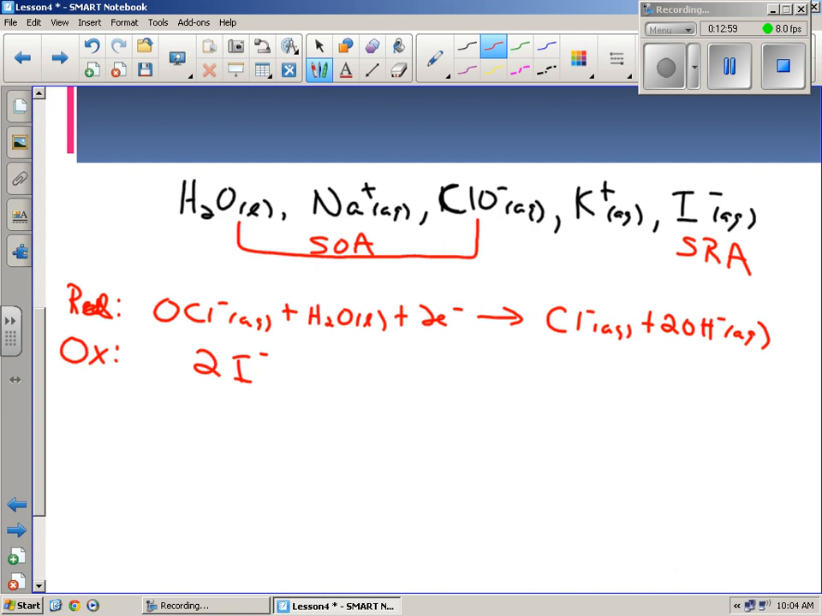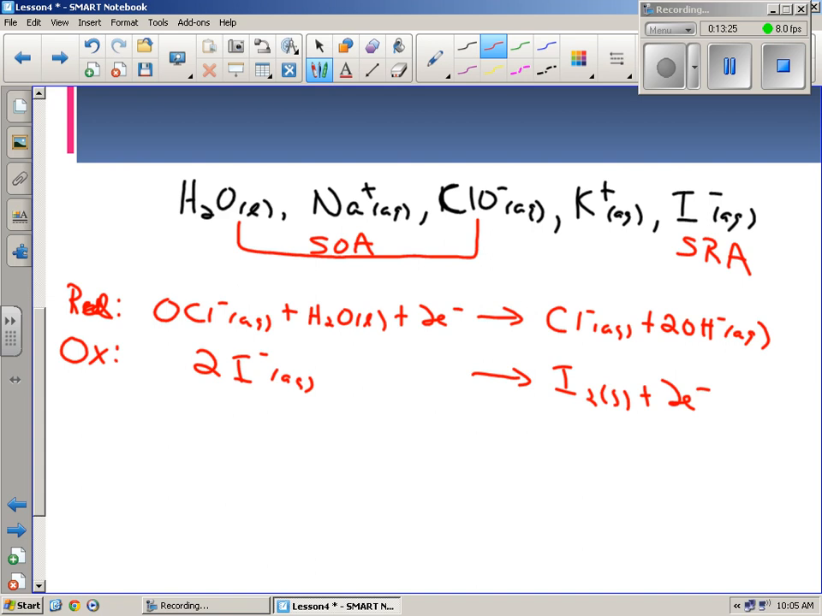2I minus aqueous gives me, notice how I line up the arrows, because I like things nice and neat, because you're chemistry students now, hey? Well, you were last year too, but now you're Chem 30 students, and you like things nice and neat, because you're chemists. And you get I2 solid and 2 electrons. Okay? Good?